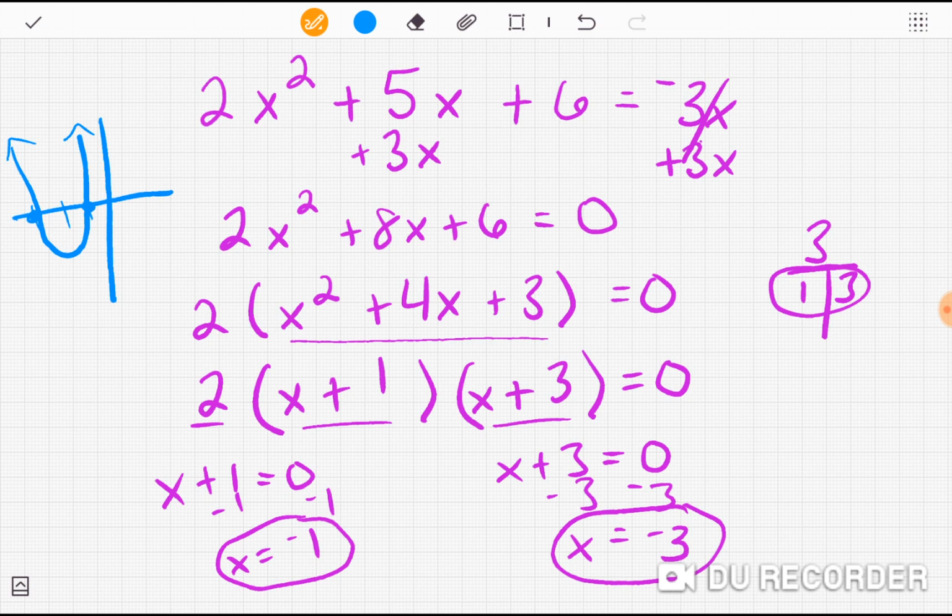So hopefully this helps you out. This is one of the harder things you have to learn in algebra, but if you had a good grasp on factoring, it's not too bad.